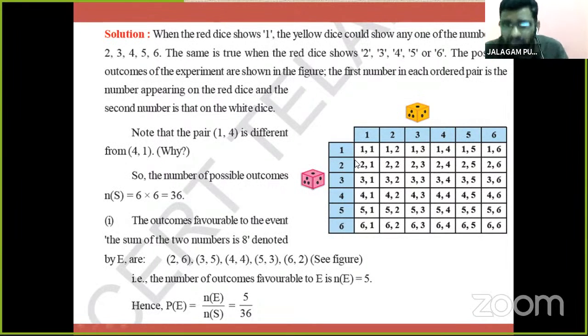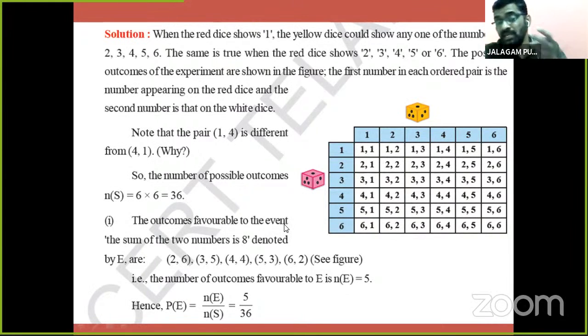When we roll 2 dice, on the top it may be 1, 1. It may be 1, 2. It may be 1, 3. Here 1 is red and 2 is yellow, like this. So how many possible outcomes? 6, 6, yes, 36 possible outcomes are there.